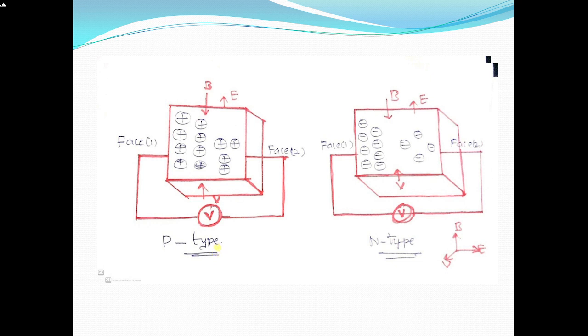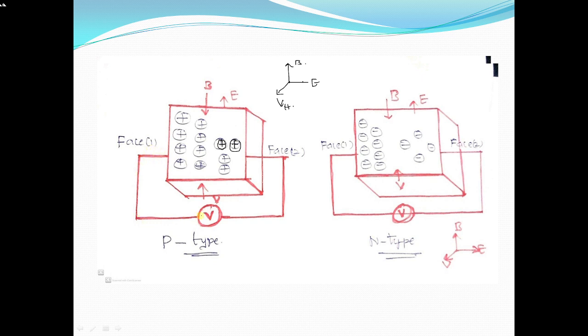So see here, for a P-type semiconductor, I have applied the electric field on the x-axis and the magnetic field on the y-axis. Then the Hall voltage should be developed in a direction perpendicular to both electric field and magnetic field. What are the majority charge carriers in P-type semiconductors? Holes are the majority charge carriers. Holes carry which charge? Positive charge. Here the holes are moving from phase 2 to phase 1.